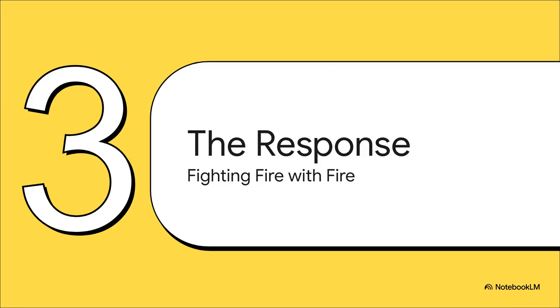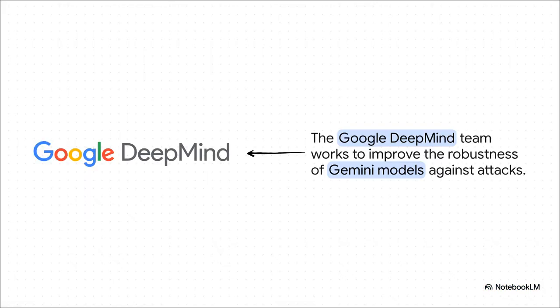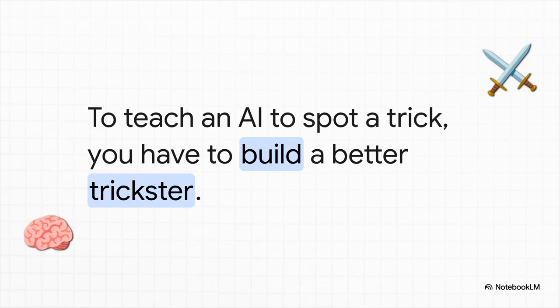Okay, so if this threat is so fundamental to how AI works, how do you even start to fight back? Well, let's take a look at how the team at Google DeepMind is trying to protect their AI, Gemini. The researchers over at Google DeepMind are really on the front lines of this fight. It's their job to figure out how to make these models tougher and more secure against this non-stop flood of manipulation attempts. And their core strategy? It's fascinating. You know, if you want to teach an AI how to spot a trick, you have to get really good at tricking it first.